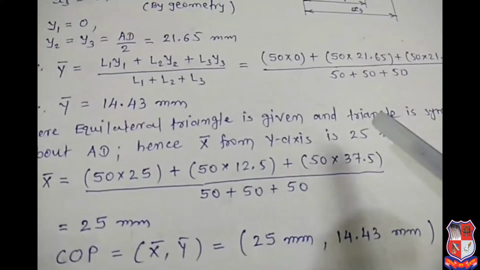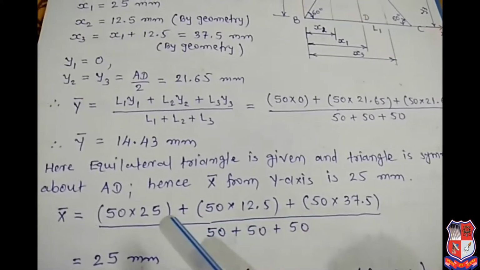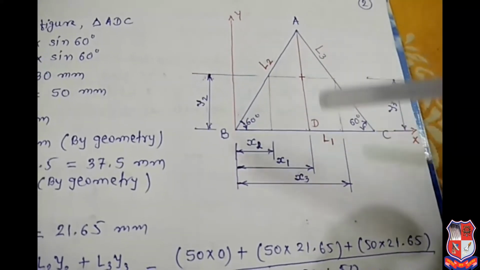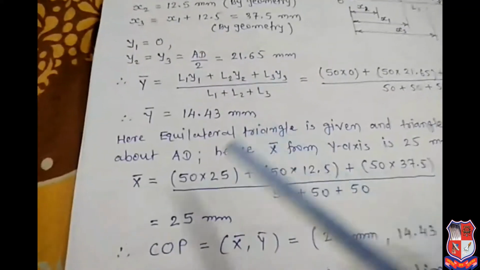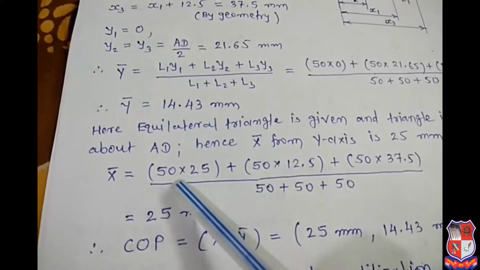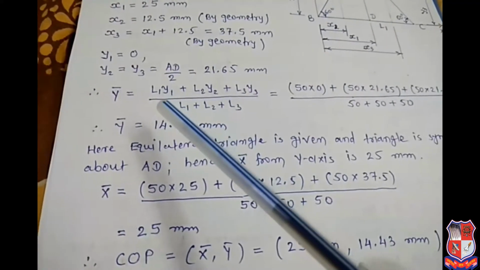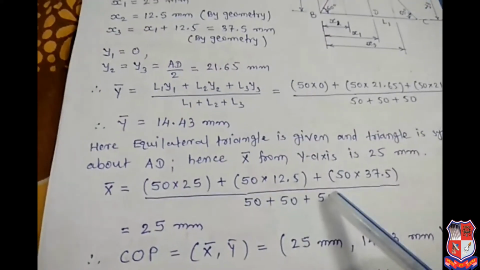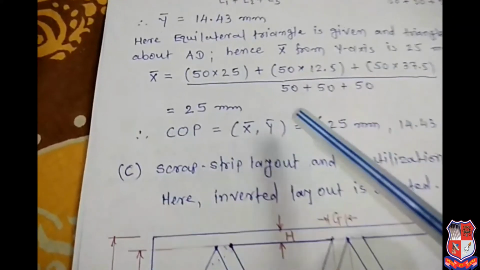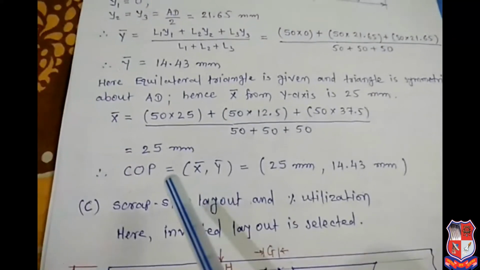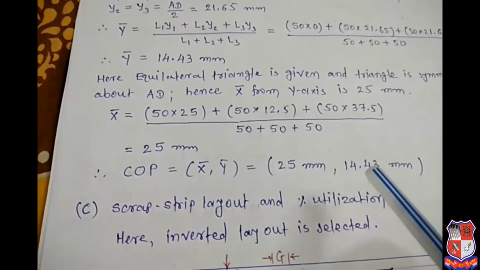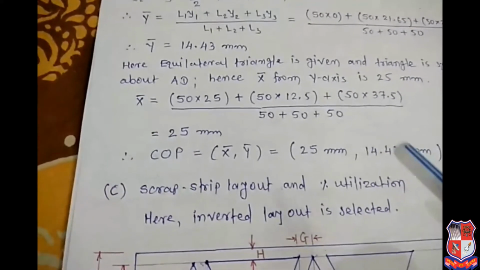Now here an equilateral triangle is given and that triangle is symmetric about this AD line. So your x bar will come across 50 into 25. We will put all these values in the same equation, but now it will be L1 x1, L2 x2, L3 x3, right? And we will get the x bar value. So finally, what will be our COP? Our COP will be 25 mm x bar value and 14.43 mm y bar value.